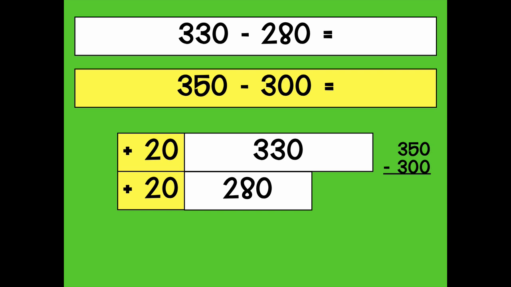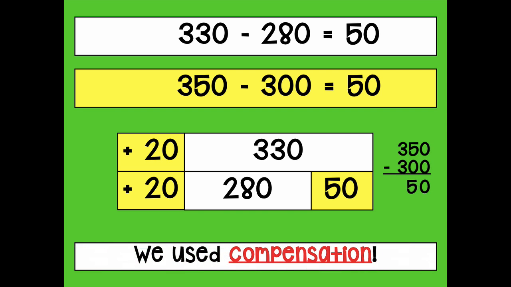So now I have 350 minus 300. So 0 minus 0 is 0. 5 minus 0 is 5, and 3 minus 3 is 0. So our difference is 50. And we could say that 350 minus 300 equals 50. But because we use the compensation strategy, we can also say that 330 minus 280 equals 50. So we used compensation, right? We added the same to both numbers to make them equivalent, to make it an easier problem to subtract.